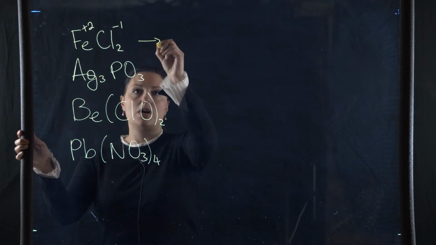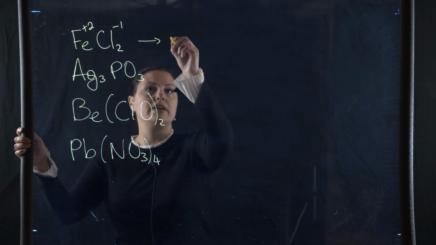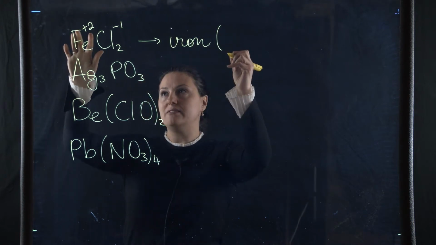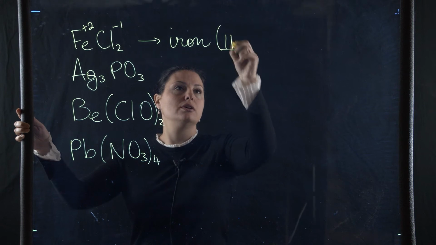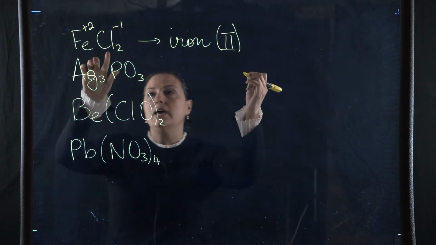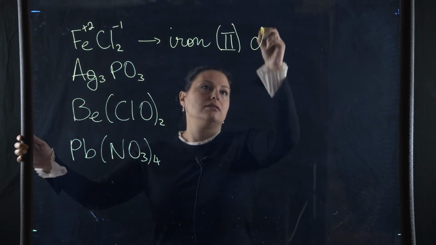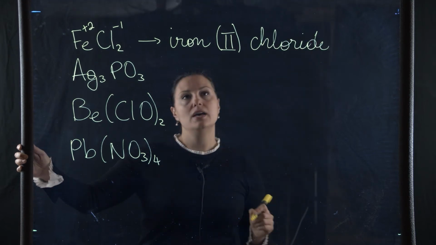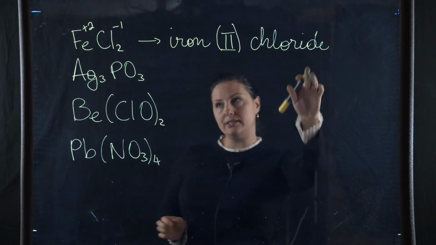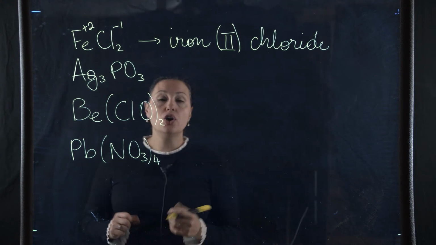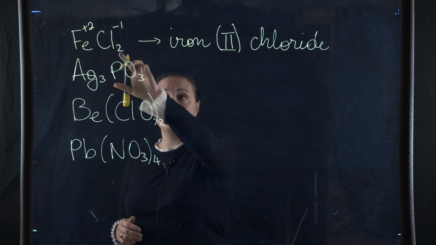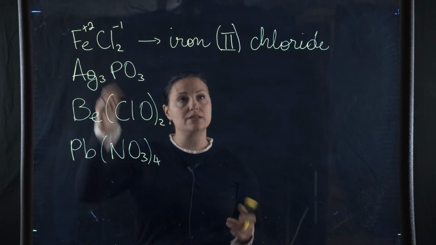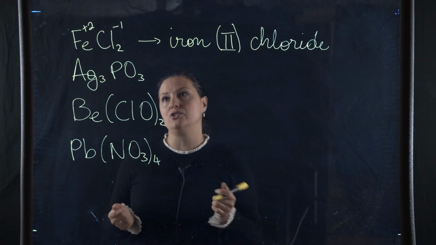Therefore, when I name this compound, I will write the name of the metal, which is iron, and then I have to specify in Roman numerals the charge of iron, and then I will add chloride for my anion. So it's iron(II) chloride. Note that if it were iron(III), I would have 3 chlorides here to balance the +3. So it would be iron(III) chloride instead of iron(II).